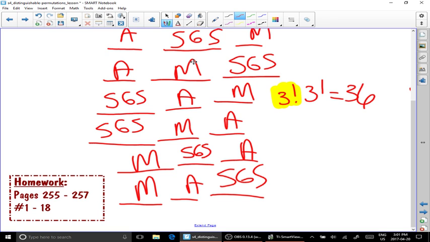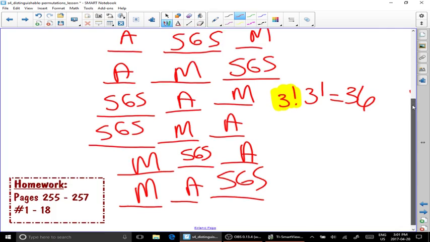So that's part A. And once you understand how to do this, you don't have to do any of the cases that we did. You could just jump right down to 3 factorial times 3 factorial equals 36. You don't have to show any of this work. I'm just showing where that comes from. Okay? So that's part A.